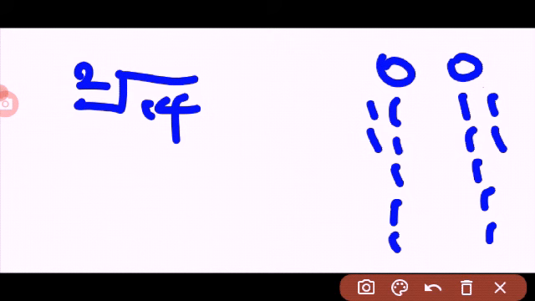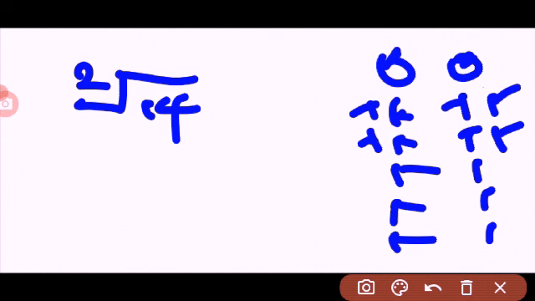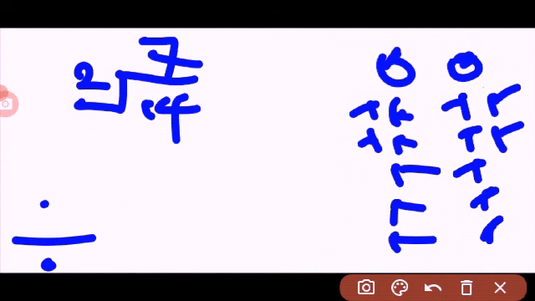Let's see what this person got. 1, 2, 3, 4, 5, 6, 7. Let's see what this person got. 1, 2, 3, 4, 5, 6, 7. Everybody got 7. So what it means is 2 people share 14 things. Everybody will get 7.